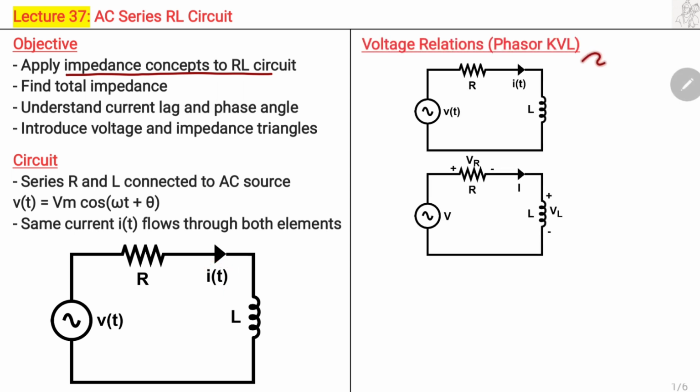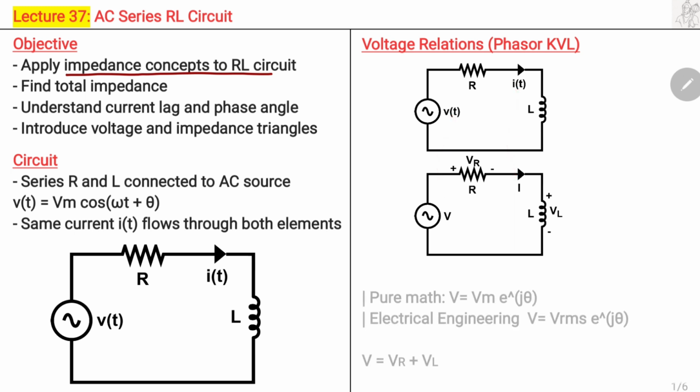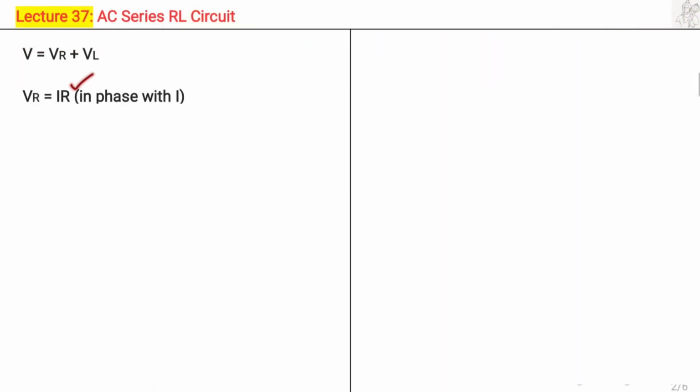So let's start with voltage relations. In order to apply KVL, we first have to convert instantaneous values into phasor form. So v(t) becomes phasor V and i(t) becomes phasor I. In pure mathematics, the phasor is simply equal to Vm e raised to power j theta, but in electrical engineering, rather than the maximum value Vm, we will use Vrms. So from now onwards, the phasor value will be the RMS value times e raised to power j theta. Applying KVL in this circuit, V is equal to VR plus VL. Now VR is I into R and VL is I into jXL.